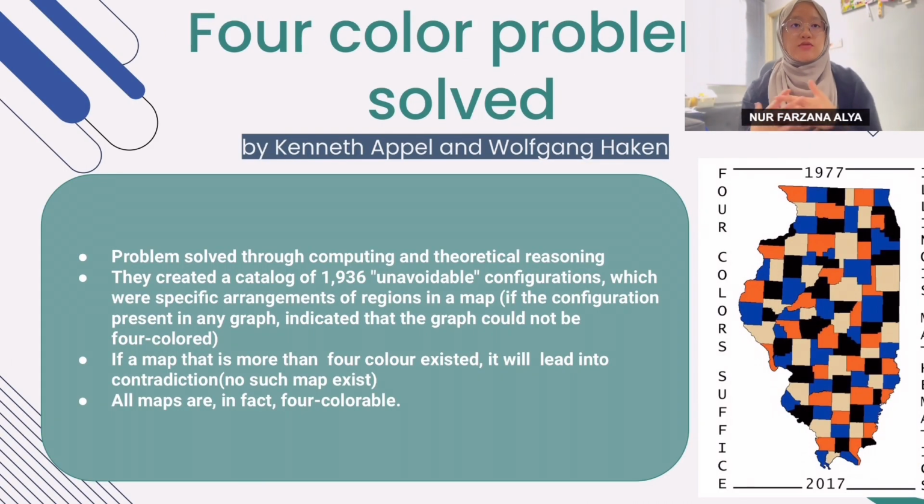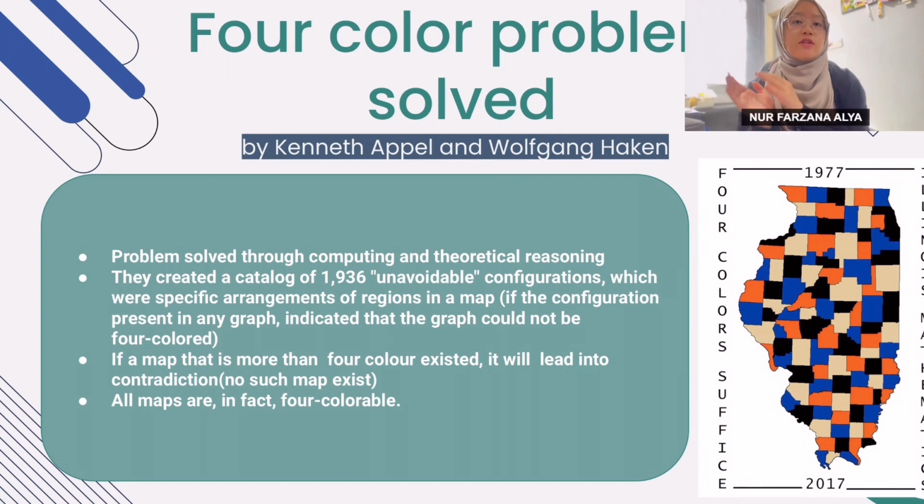So how was the 4-color problem solved? It was solved by Kenneth Appel and Wolfgang Haken. The problem was solved through computing and theoretical reasoning, where they created a catalog of 1936 unavoidable configurations, which were specific arrangements of regions in a map.